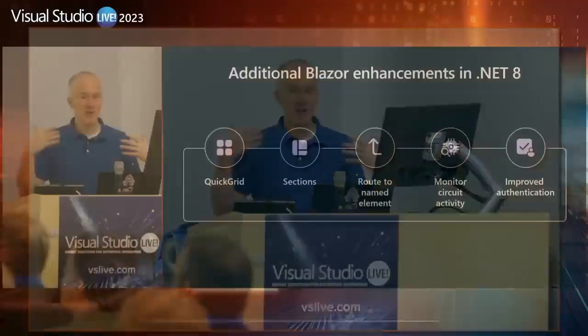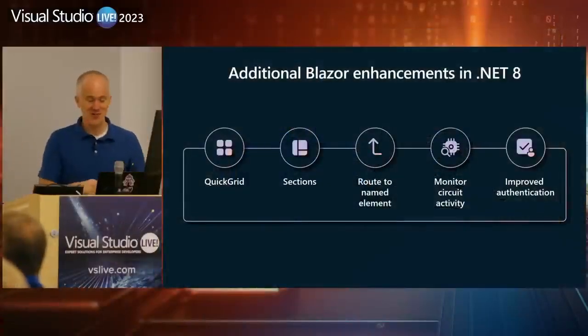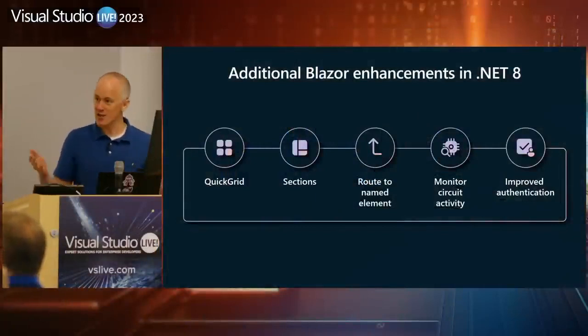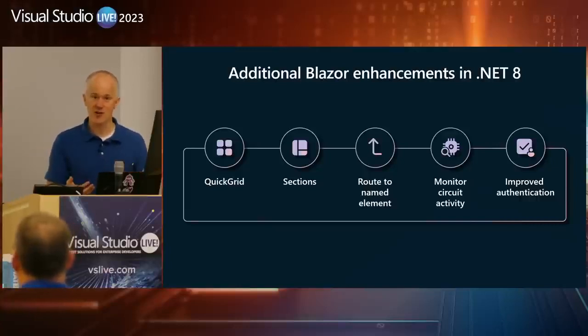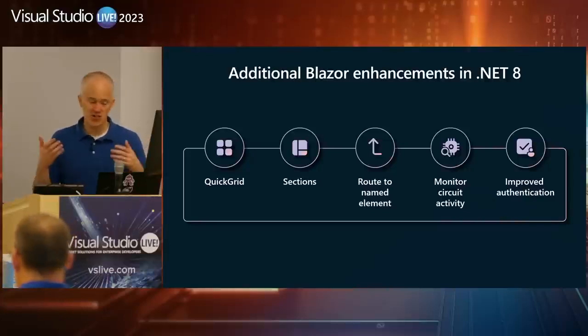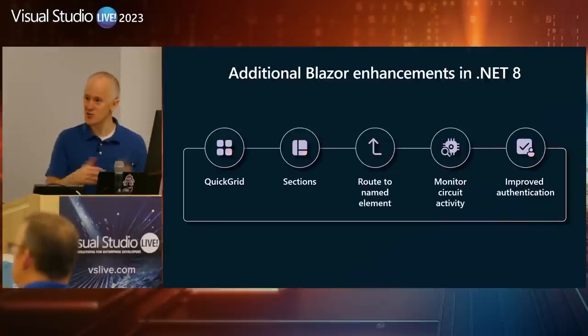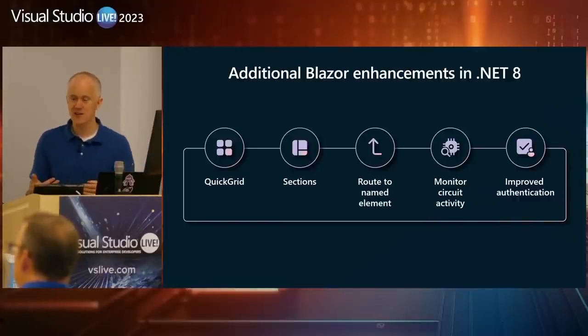In the Blazor framework itself, there's also a bunch of new features. So QuickGrid, we previewed QuickGrid with .NET 7. QuickGrid is a fast and functional data grid component for Blazor that comes from the Blazor team. In .NET 8, we're going to ship a stable version of QuickGrid that you can just use to display your data. Section support is coming in .NET 8.